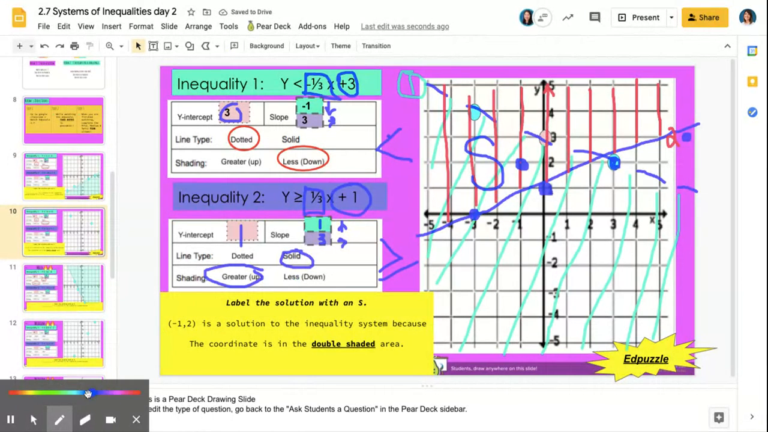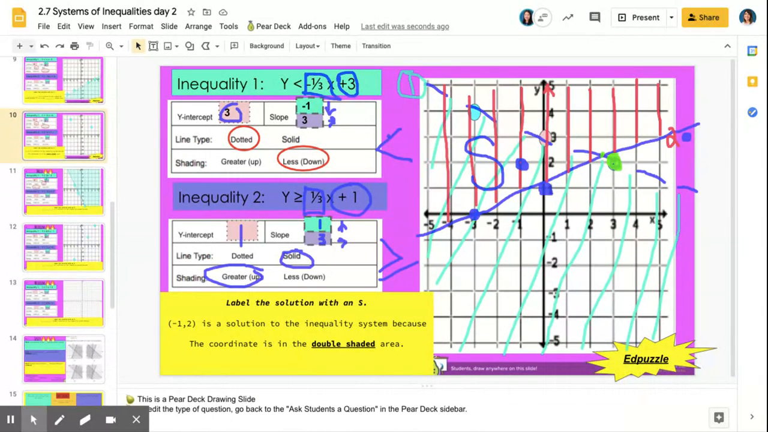All right, I have another question for you. Why is this coordinate (3, 2) not a solution? Because it's on the dotted line. Remember, in order to be a solution, it can't be on the dotted line and it must be in the double shaded area. All right, y'all, that is it for our notes and our review.